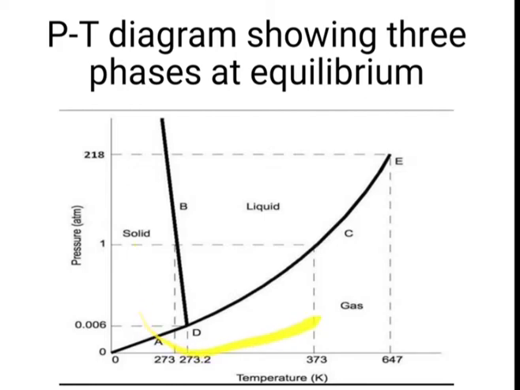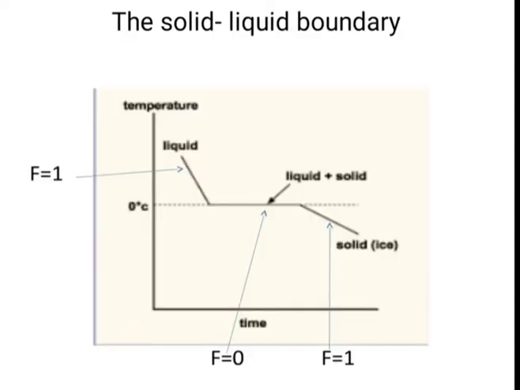Then, this is the solid and gas; here is the gas phase. So, solid and gas from 0 to D, this is the boundary condition between solid and gas. Then the liquid and gas phases are separated by the DE line, that is the DE boundary. So, these are the three states of matter, solid, liquid and gas, and they are separated by an imaginary boundary. Then the first one is the solid liquid boundary.